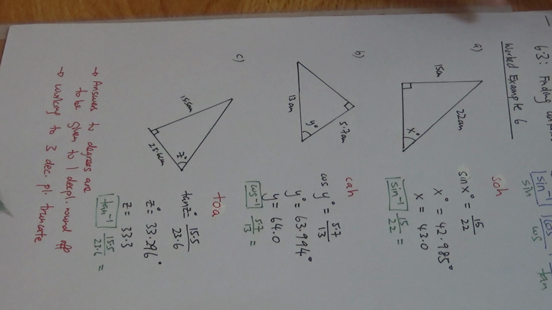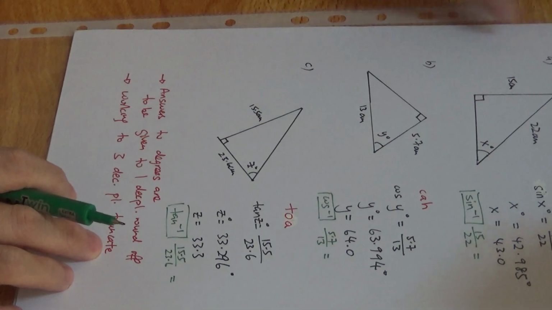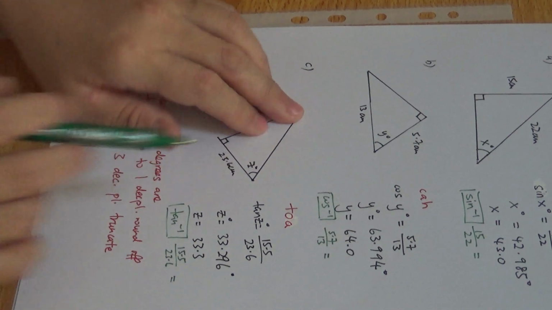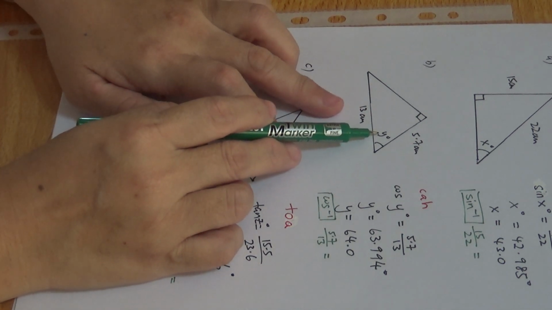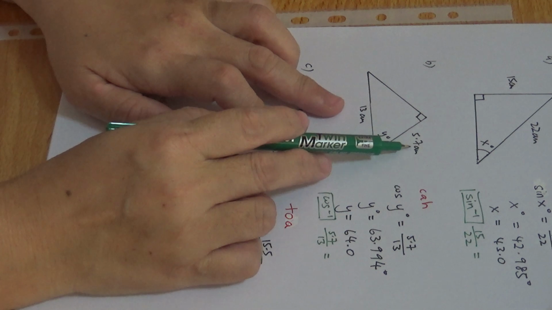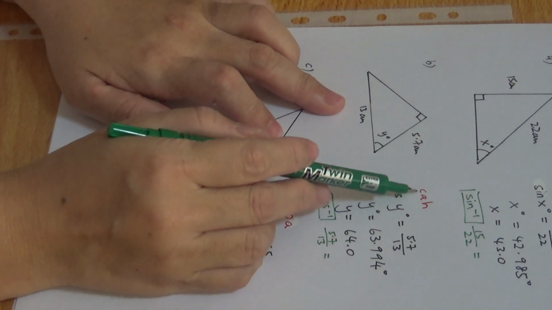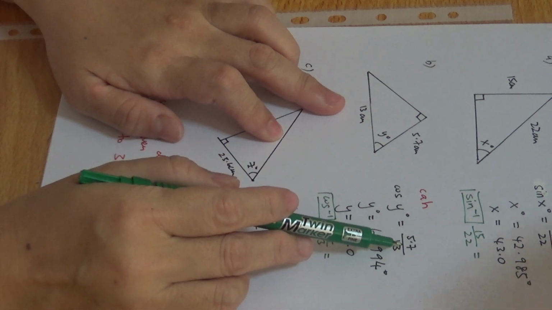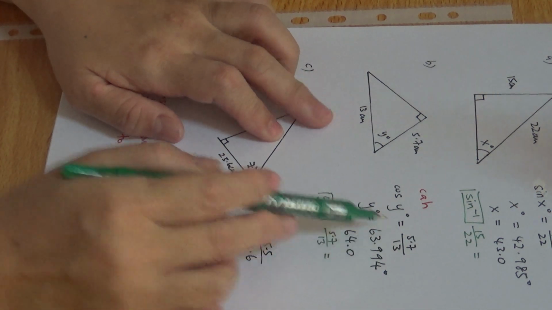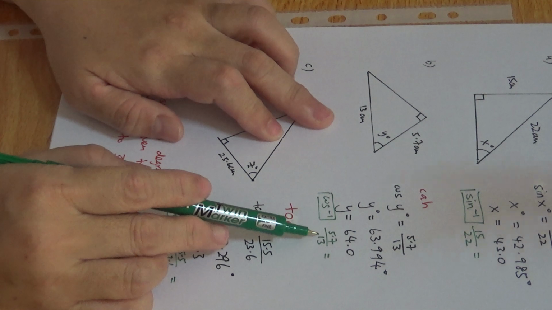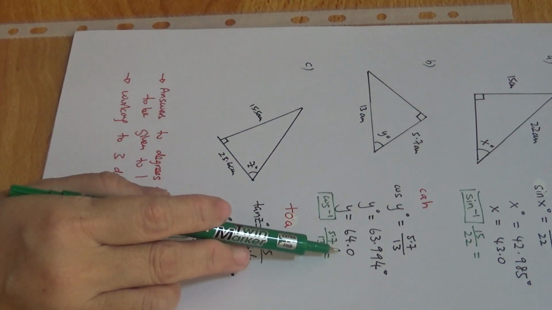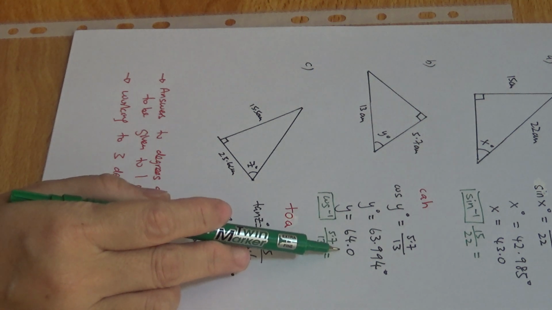Now, for part B, let's take a look at the diagram. This is the unknown angle Y. This is the adjacent, this is the hypotenuse. So I'll use cosine. Cosine Y is 5.7/13. When I press cosine inverse of this, I will get this answer. And if I round it off to 1 decimal place, this will be the answer.